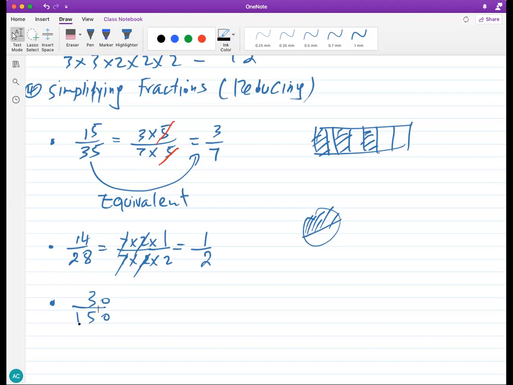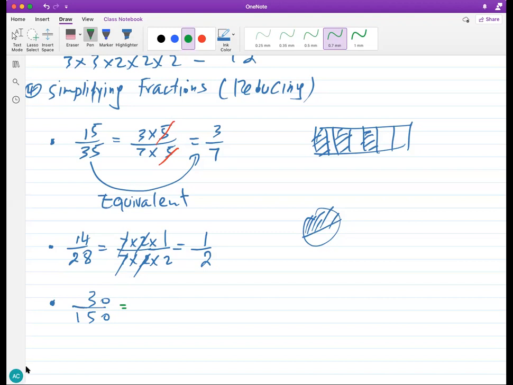So 30 over 150. Obviously, that's a large fraction. Can we make it simpler or more understandable? What is a number that goes into both? There's multiple numbers for 30, though. You have 5, you have 6, and you have 10. There's a lot of common factors, and you have 3 too. But what is one quick thing we can do right away to reduce the number first and then reduce it again? There's one quick trick you can do.